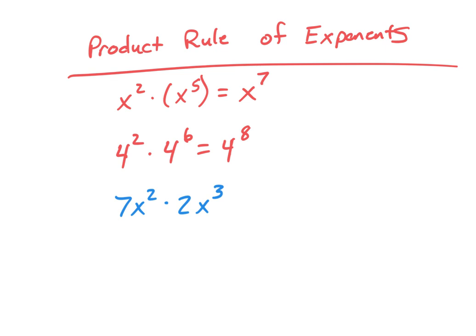When I multiply them together, we're going to multiply the coefficients first. So we're going to multiply 7 times 2, which will give us 14. And we're going to take x squared times x cubed. And there's where we add the exponents. And that would be our answer.